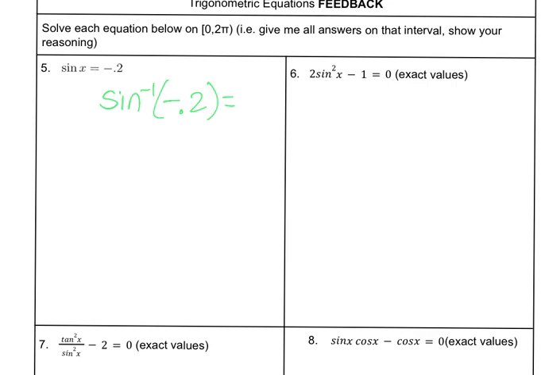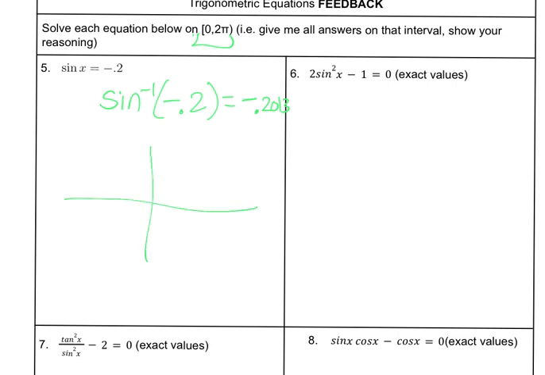0.2 negative. Might be nice if I could use my calculator. Okay, there we go. And we want to do our inverse sine, and when we do that, we get negative 0.2013, which is super useful. So what does this actually mean? Because we've got to get all the values between 0 and 2 pi, and that is not any of those things.